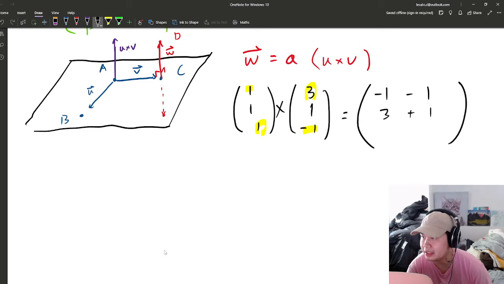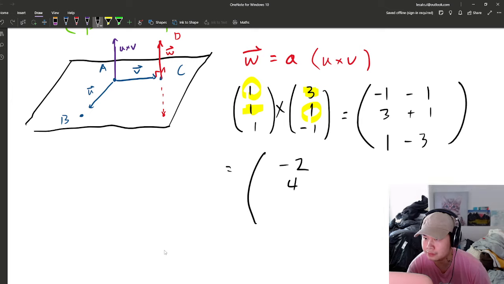And then the last one is this one times this one minus this one times this one. So 1 minus 3. Okay, so our cross product is negative 2, 4, and negative 2.